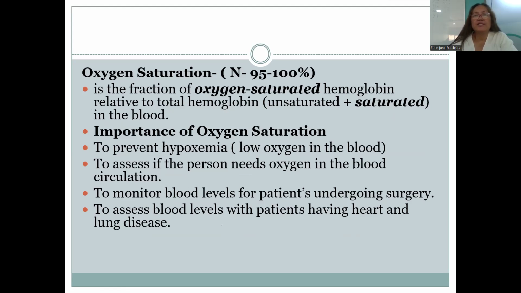Now we have oxygen saturation. This is to measure the fraction of oxygen-saturated hemoglobin relative to the total hemoglobin in the blood. And the normal oxygen saturation is 95 to 100%. Now, what is the importance of oxygen saturation?